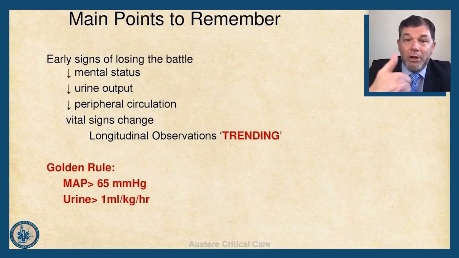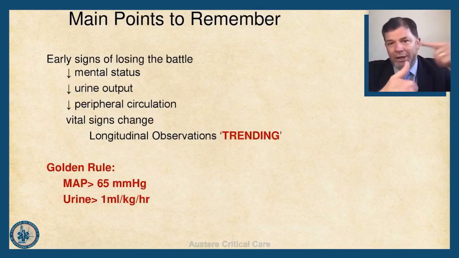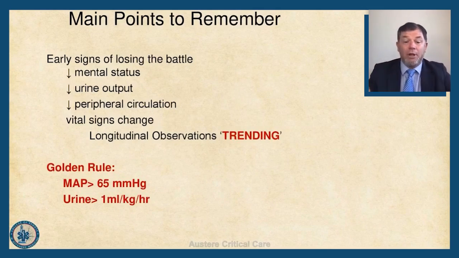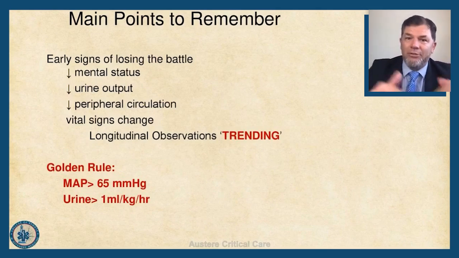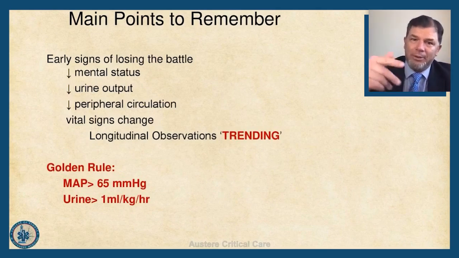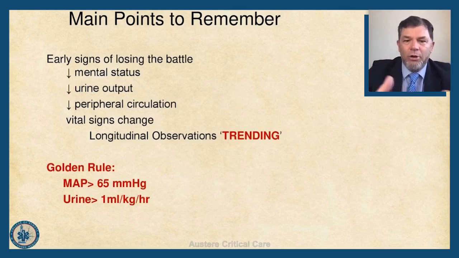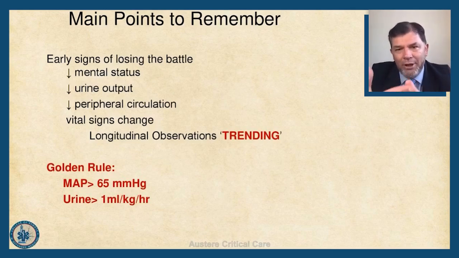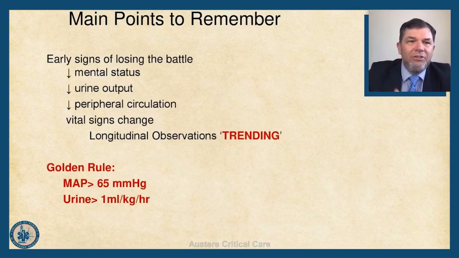Urine output, hourly urine output. You don't just want to say, well, they just peed out 850 mils, brilliant. We're talking about trending. That's the third one. So we're talking a long-term assessment. So urine output, mean arterial pressure, trending. So this is what these 3 things are, the golden rule.